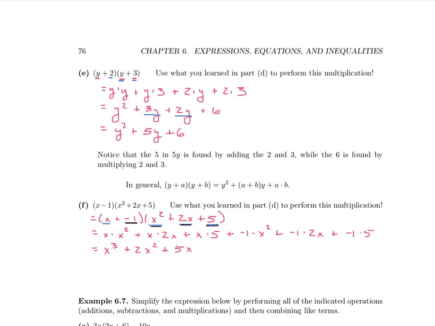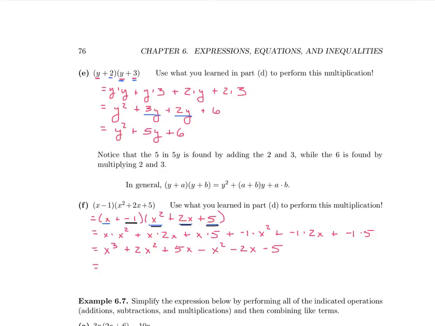And then we have negative 1x squared, which means we're adding a negative 1x squared or subtracting x squared. Then we're adding a negative 1 times 2x, which really means we're subtracting 2x. And then we're adding a negative 5, which is the same as subtracting 5. So this is our resulting expression. Now we have to ask, is it fully simplified?